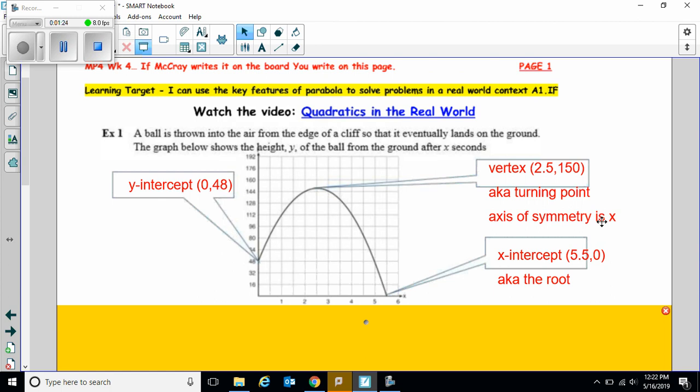It's also worth knowing that when someone's asked about the axis of symmetry, I would say take a look at the x of the vertex. In this case, the axis of symmetry would be 2.5. And finally, when we hit the ground, we're looking at our roots or our zeros or our x-intercepts. 5.5 comma 0 would give you that. Okay? So the next question.